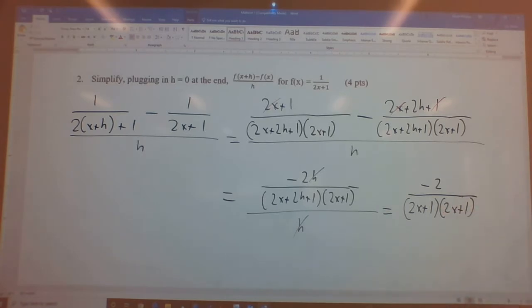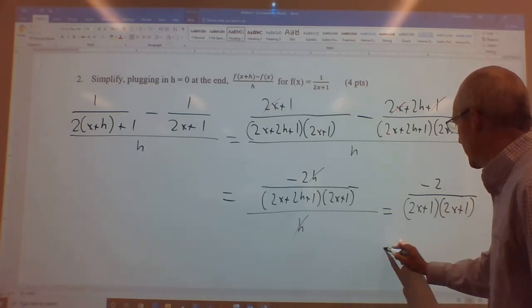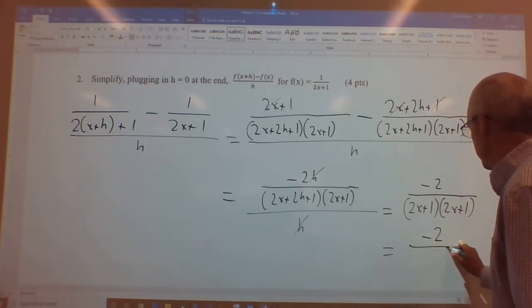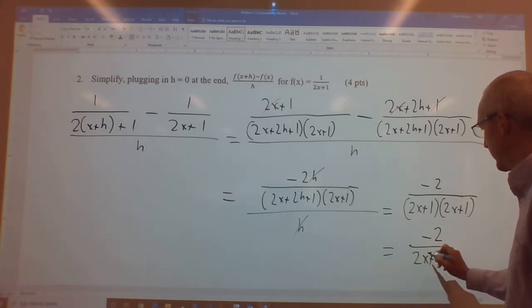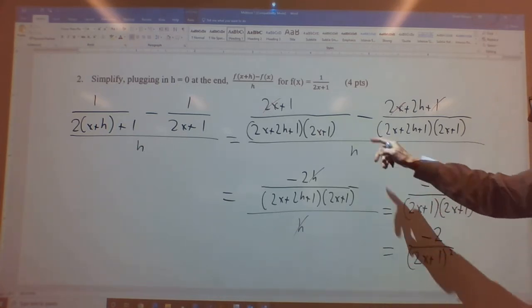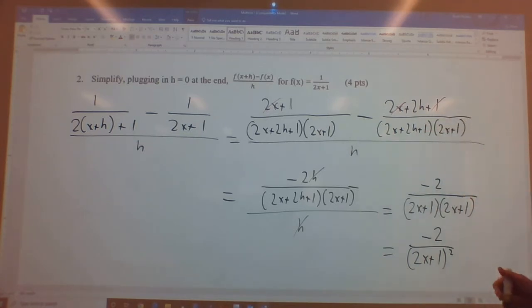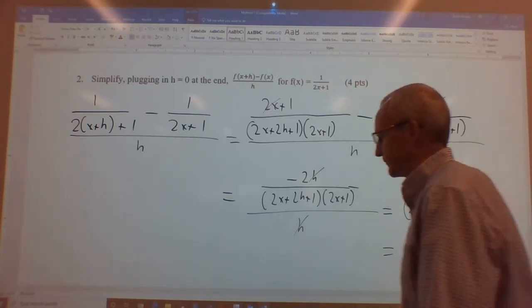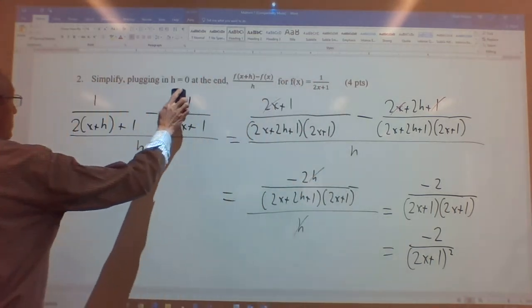Now, that's obviously 2x plus 1 squared. You could have left it like that. But the simplest way to write that is negative 2 over 2x plus 1 squared. A lot of people lost that negative. You got to be really careful, minus all of them. So the answer is negative 2 over 2x plus 1 squared. Okay, that's the second one.